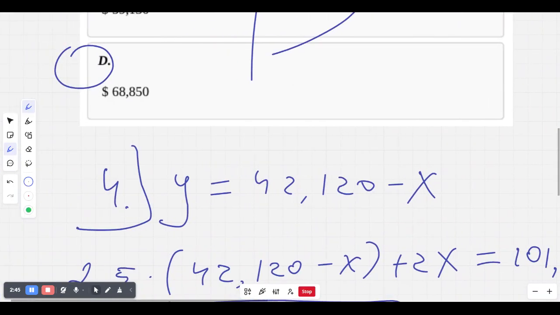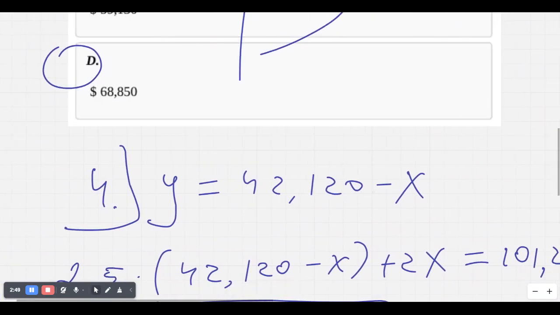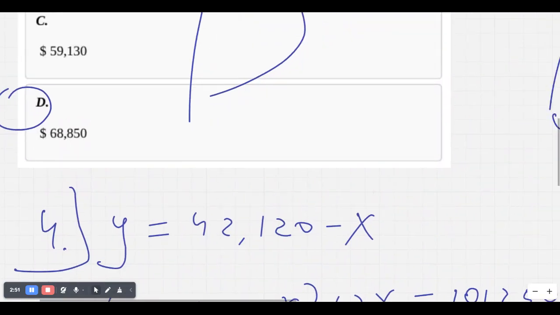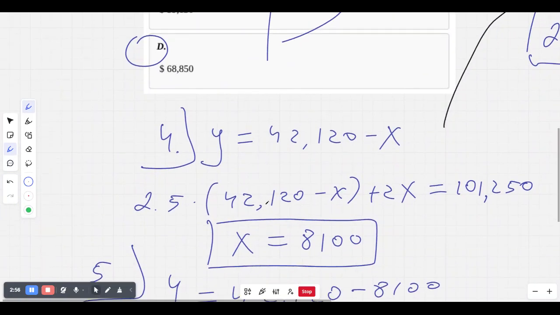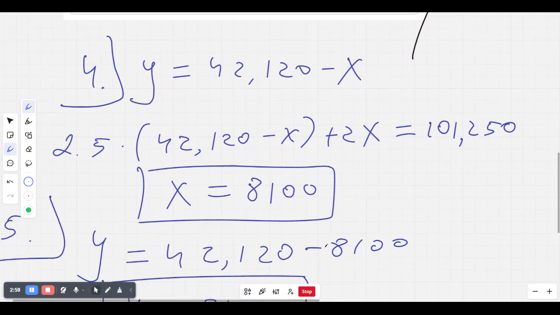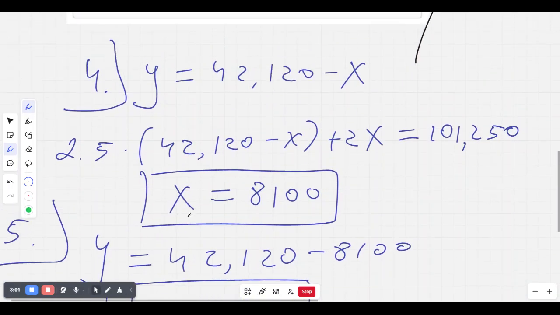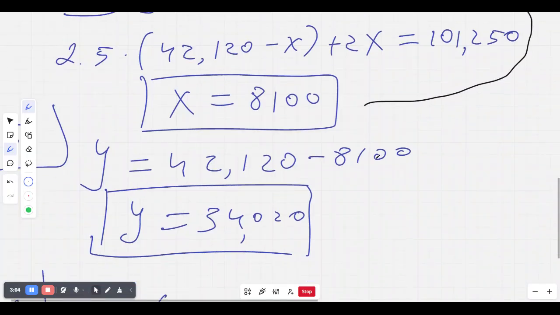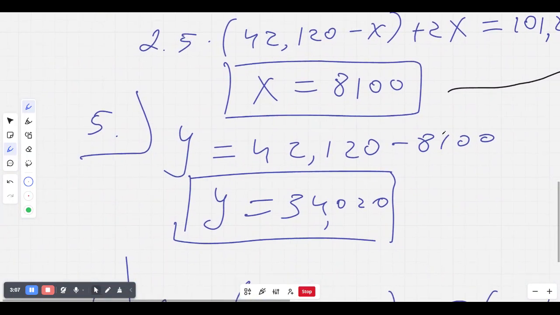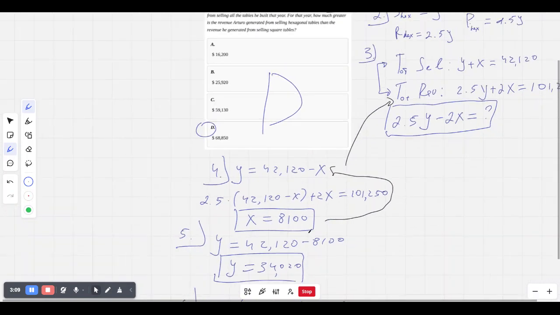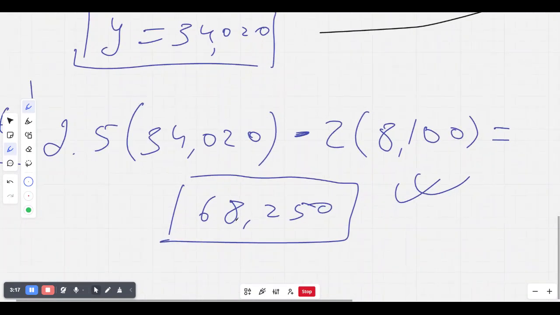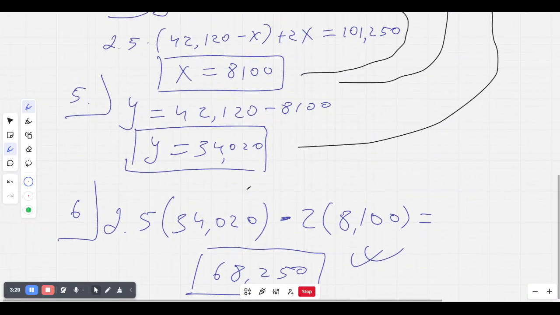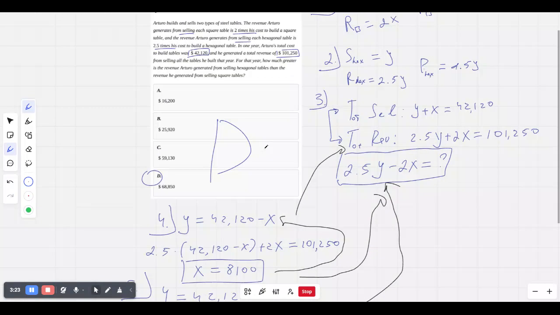Okay, I found that y would be equal to 42,120 minus x. Then I plugged this into this equation. Then I found the value of x, which was 8100. Then I replaced the value of 8100 in this equation to get the answer of 34,020. Then I plugged both of these into this function, right, to get the answer of 68,250. If there is a better method, please let me know. But so far, that's it.